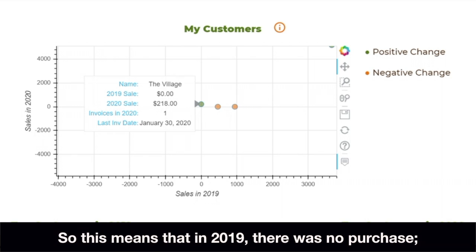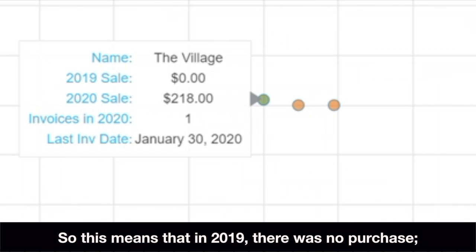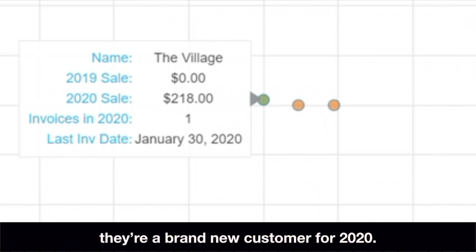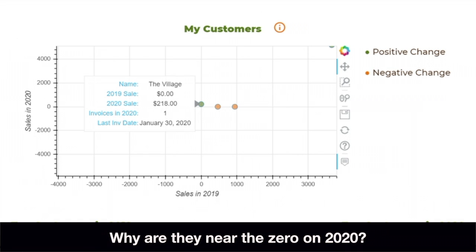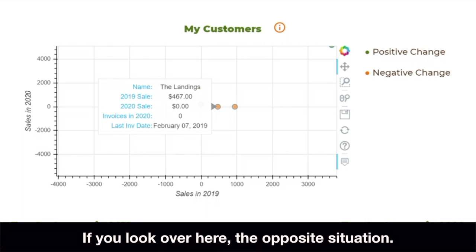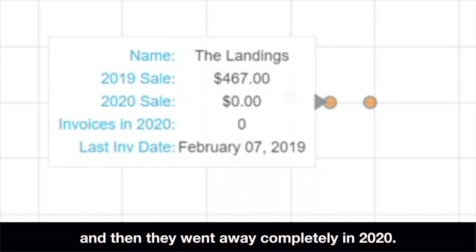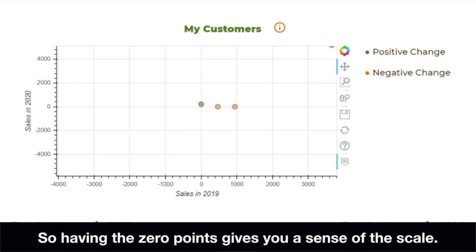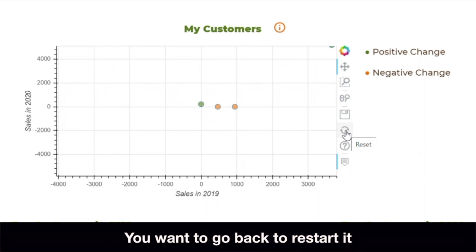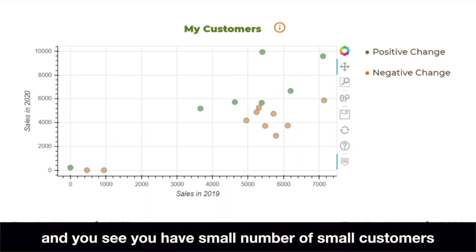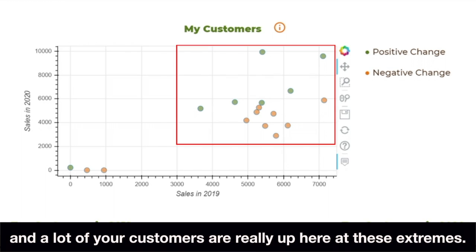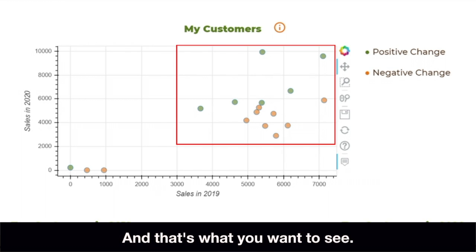This means that in 2019 there was no purchase. They're a brand new customer for 2020. Why are they near the zero on 2020? It's because they were a small customer. If you look over here, the opposite situation. It was a small customer in 2019 and then they went away completely in 2020. So having the zero points gives you a sense of the scale. You want to go back to where you started and you see you have a small number of small customers and a lot of your customers are really up here at these extremes. And that's what you want to see.